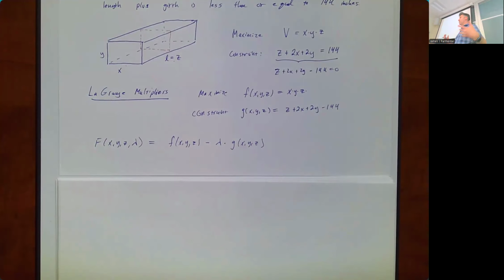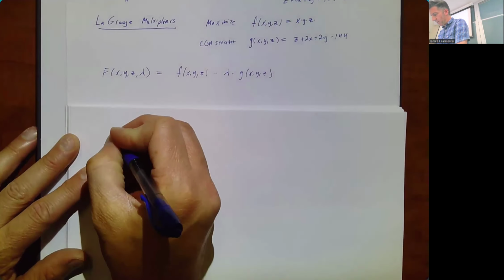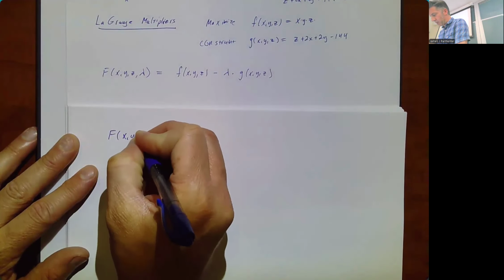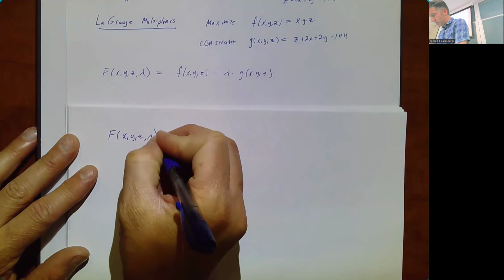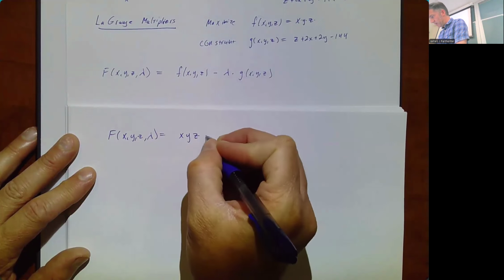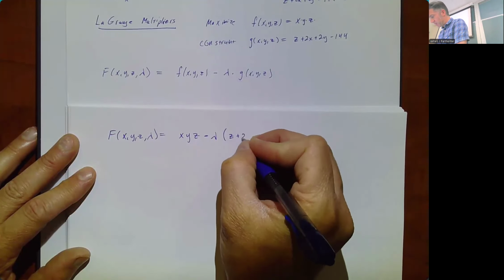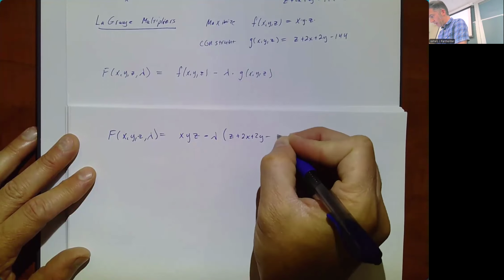And then from there, we kind of do the same thing we did before. We essentially find critical points or critical values by taking all the partials and setting them all equal to zero. So let's actually write this out. So our F of x, comma y, comma z, comma lambda is equal to our thing we want to maximize, x times y times z minus lambda times our constraint, z plus 2x plus 2y minus 144.